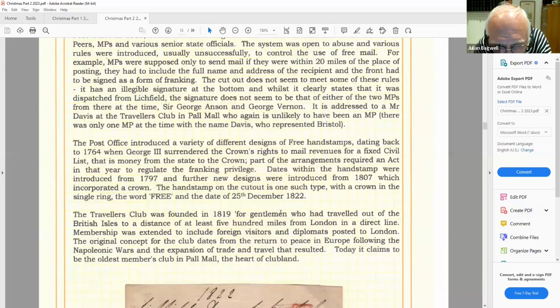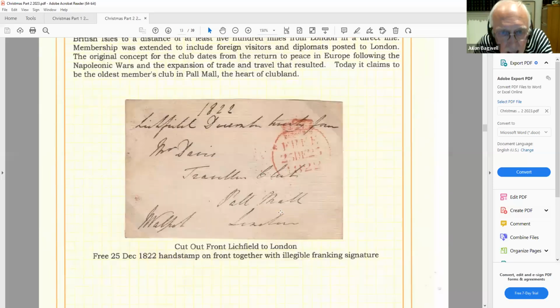The next item is a free hand stamp. Ever since the founding of the post office, until in fact, I think 1840, various privileged persons were allowed to use free mails. MPs and peers and various senior state officials. And this system was open to a great deal of abuse. MPs would designate letters as free and basically sell them in bundles. So there were all sorts of rules as to how you should control this.